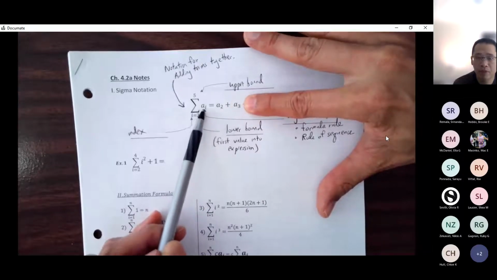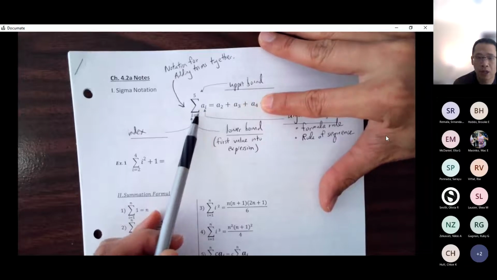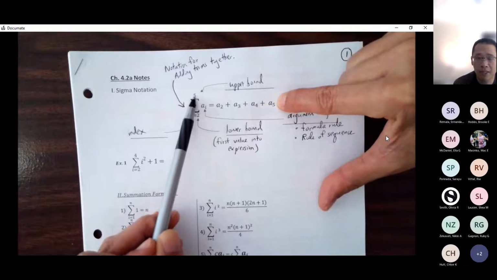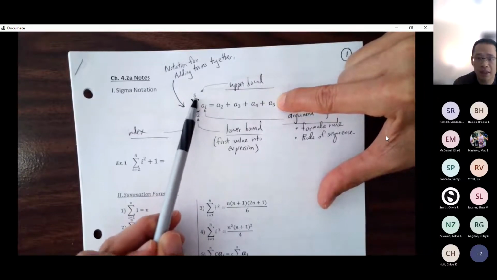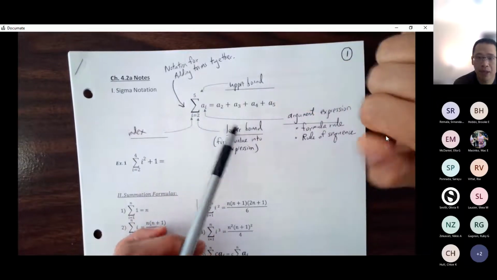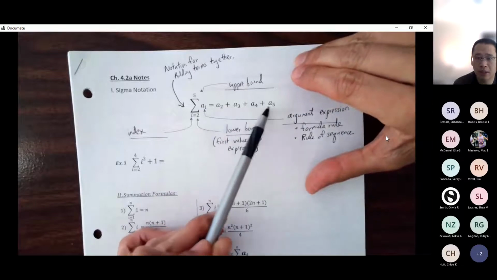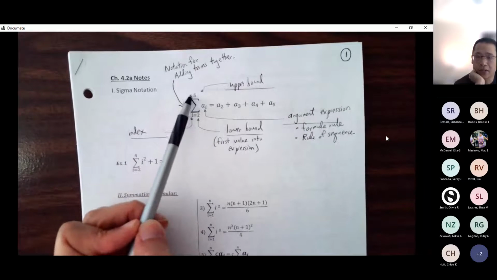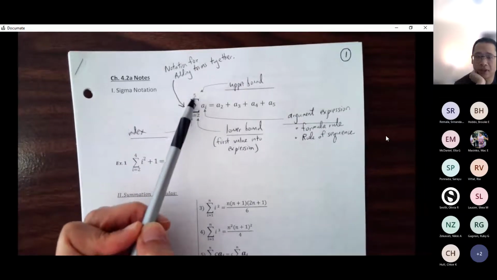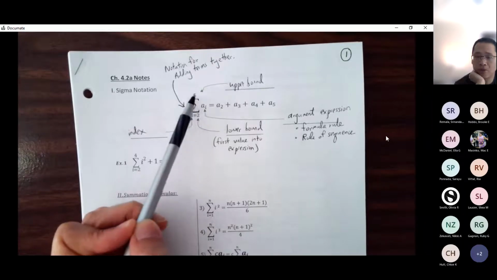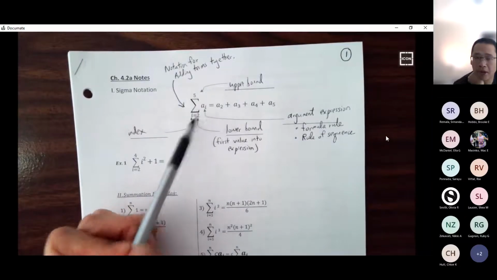Keep going. 4, we get a sub 4. Keep going. 5, we get a sub 5. And that's where we stop because 5 is the upper bound. So that 5 tells us that this is the last value that we're going to plug in for i before we stop. So you can see here, there's only 4 terms. One of the misconceptions is that students think that this 5 means that there are 5 terms. Not necessarily, because we're starting at 2. So 5 doesn't represent that there are 5 terms. 5 means it's the last value for the variable i.